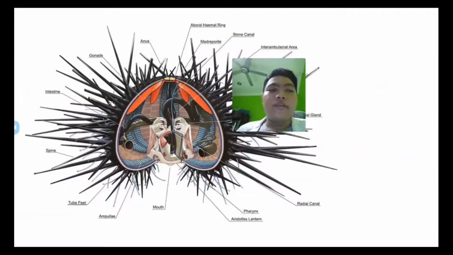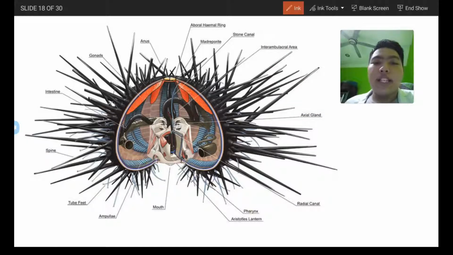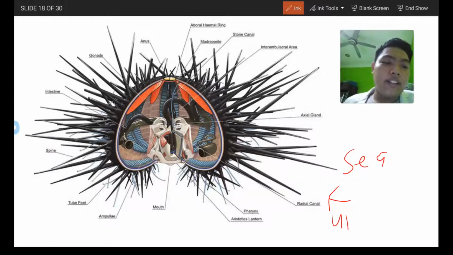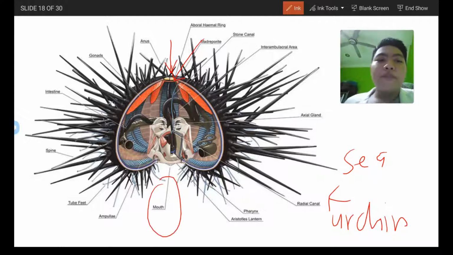Okay, so this is the picture of echinoids. This is a sea urchin. This is what we call the madreporite. This is the anus. This is the mouth. So what do you think? Is this an irregular echinoid or a regular echinoid?